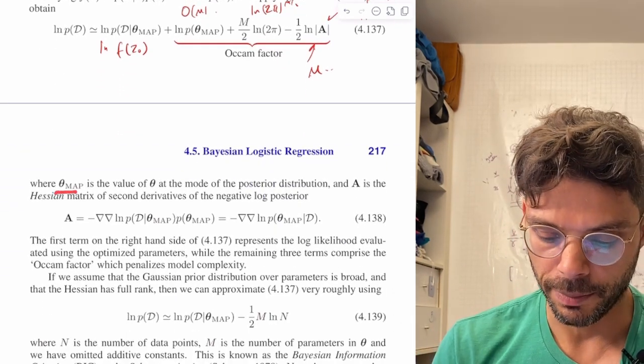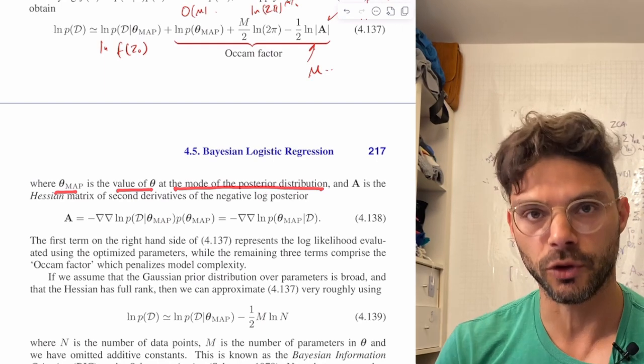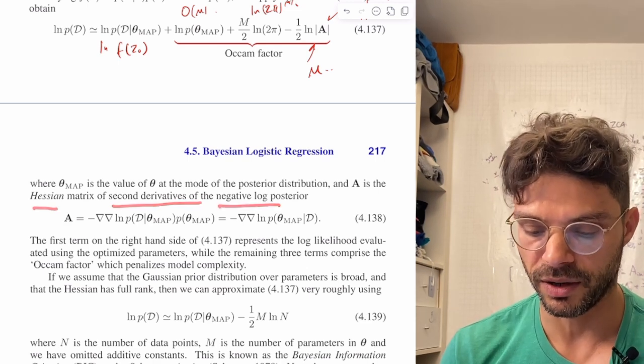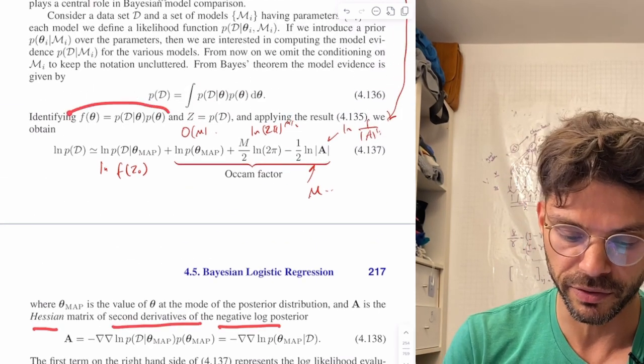Here theta MAP is the value of theta at the mode of the posterior distribution, just like what we needed, and A is the Hessian matrix of the second derivatives of the negative log posterior. All that's saying is just the second derivatives of this thing, basically.